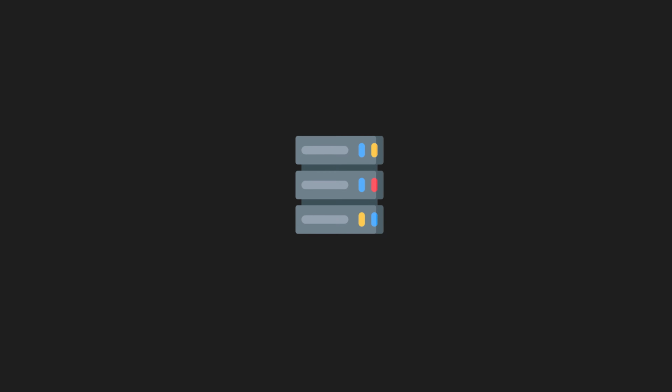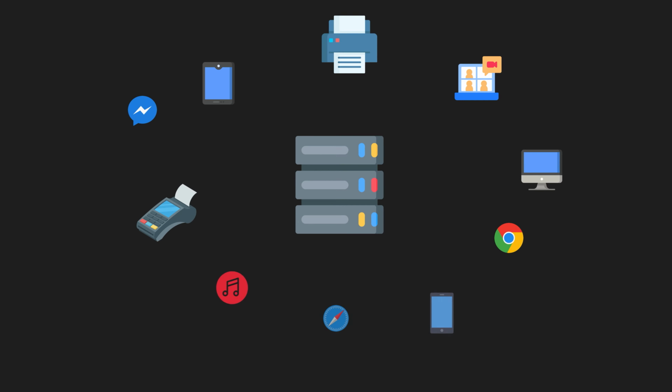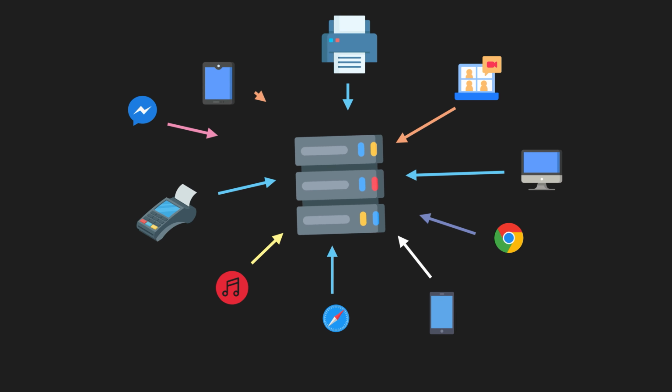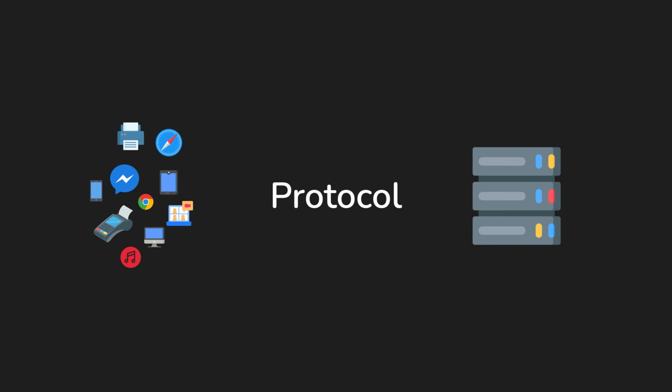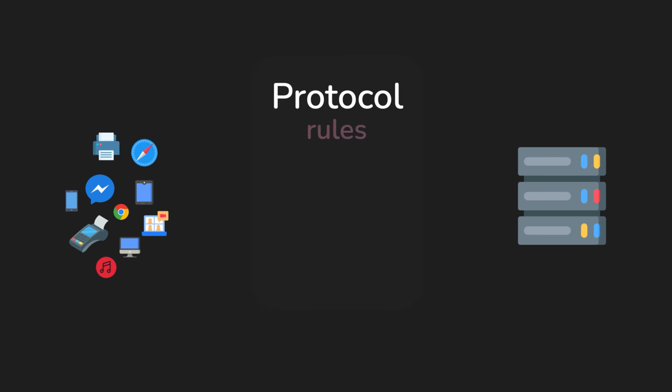So, if there are all kinds of different clients using different applications and devices requesting random stuff in all sorts of different ways to the server, it would be a bit confusing for the server. This is why we need a protocol. A protocol is like a rule of communication.